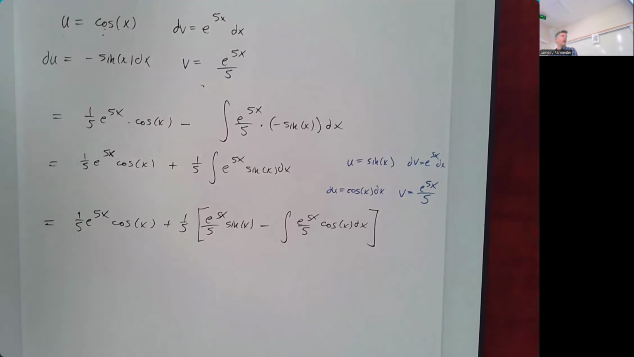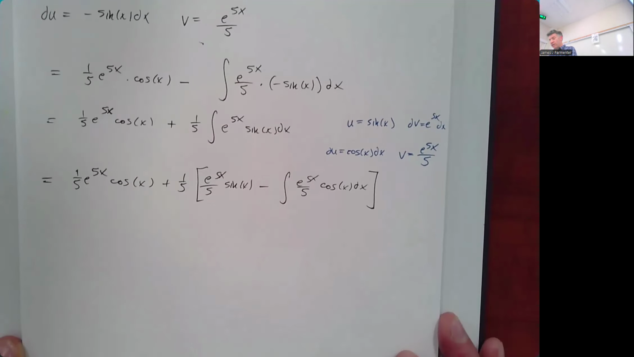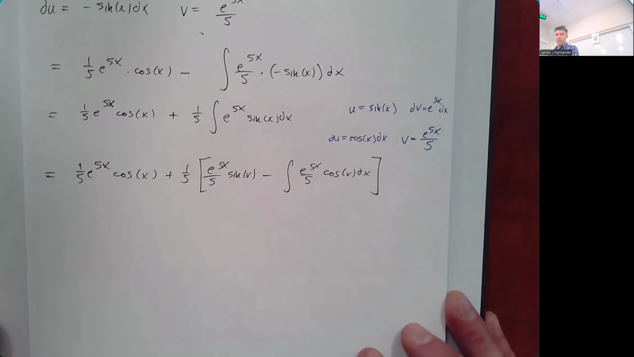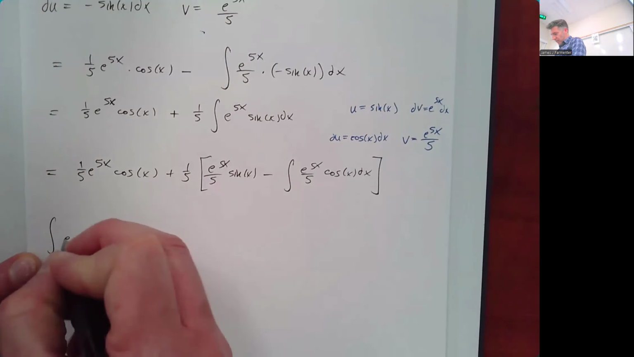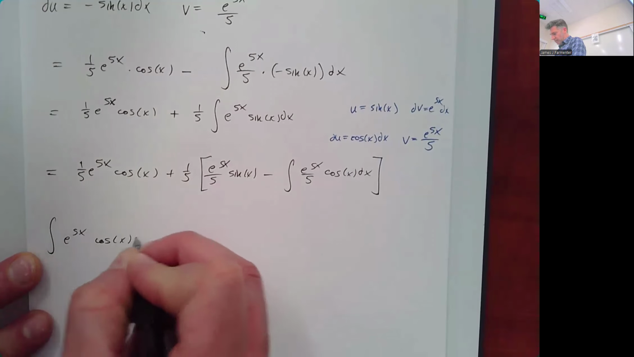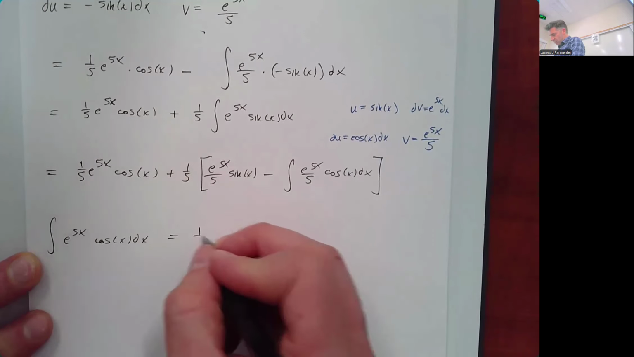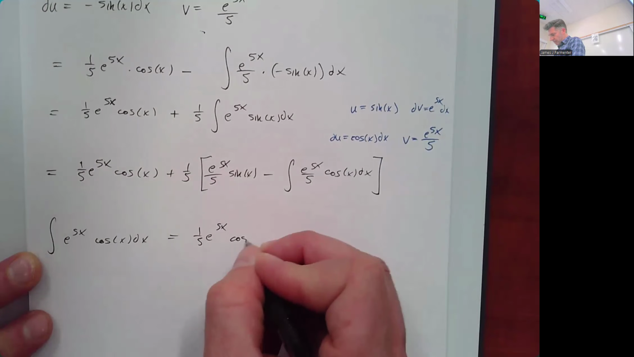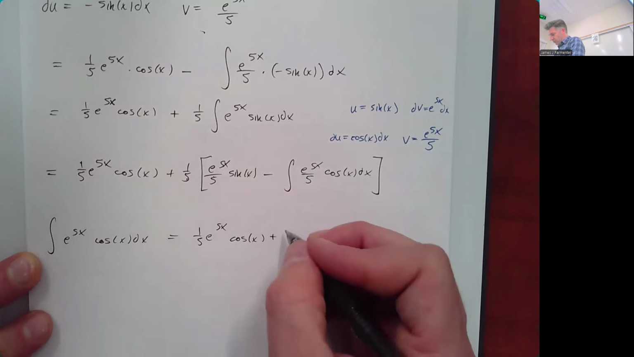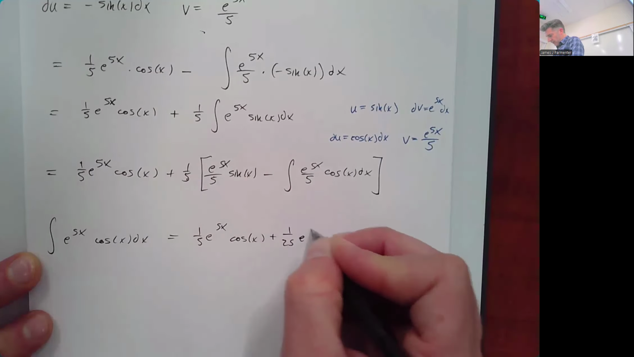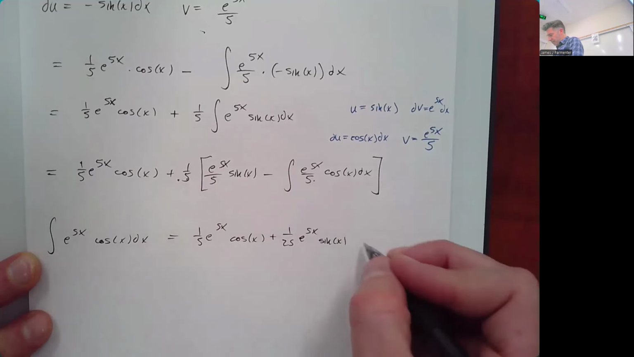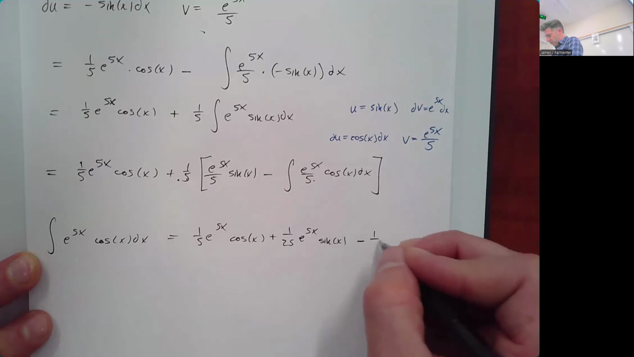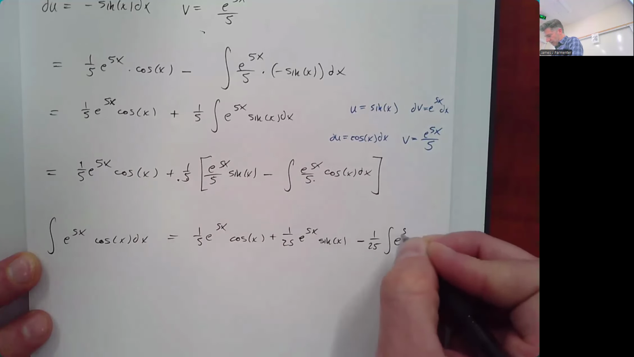And here's where I would probably start showing less work as a student. So I want to show all the work because I'm showing you all how to do it, but let me show you what I would really do if I was doing this. I would say that on the left-hand side, I have the integral of e to the 5x cosine of x dx, and it's equal to 1/5 e to the 5x cosine x plus 1/5 times 1/5 is 1/25 e to the 5x times sine of x. And then 1/5 times 1/5 is a minus, because of the minus sign there, 1/25 integral of e to the 5x cosine x.